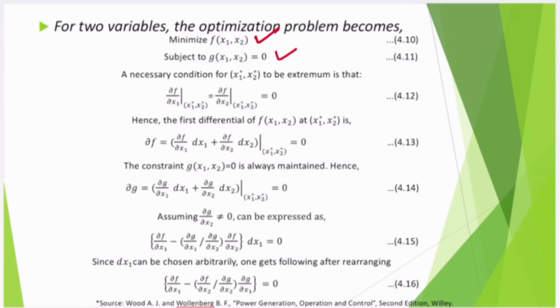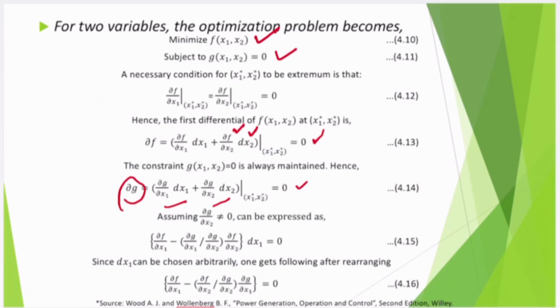And then the first differentiation, once you get it, df is dou f upon dou x1 into dx1 plus dou f upon dou x2 into dx2, which is equal to 0. Now the constraint g of x1, x2 is always maintained, and hence we can also do dou g, which is dou g upon dou x1 into dx1 plus dou g upon dou x2 into dx2 equal to 0. And assuming that dou g upon dou x2 is not equal to 0, that is the constraint optimization.